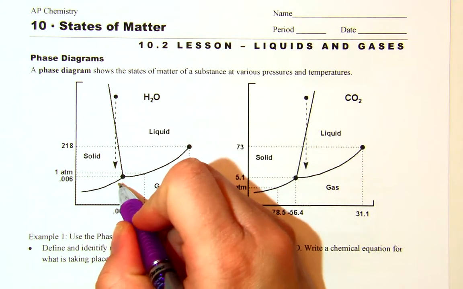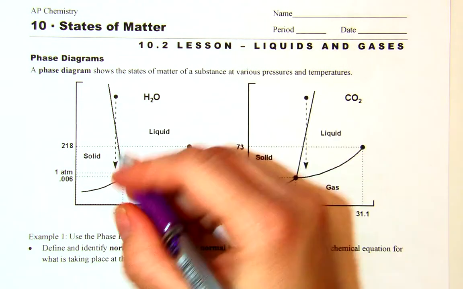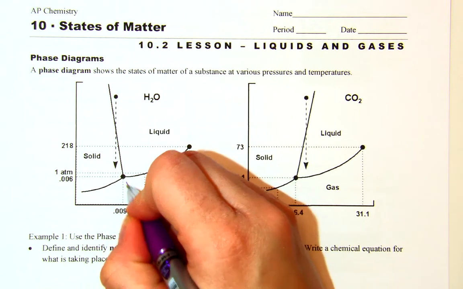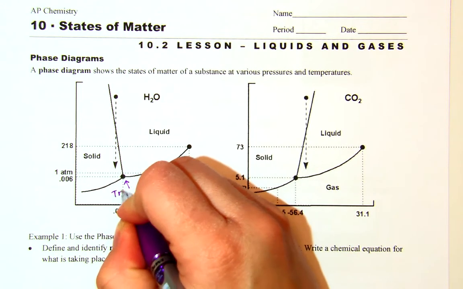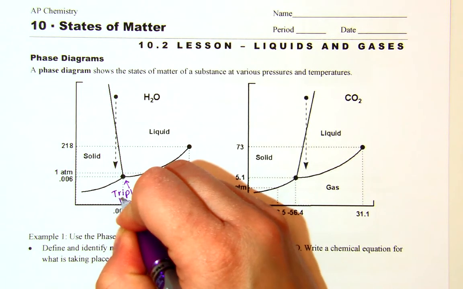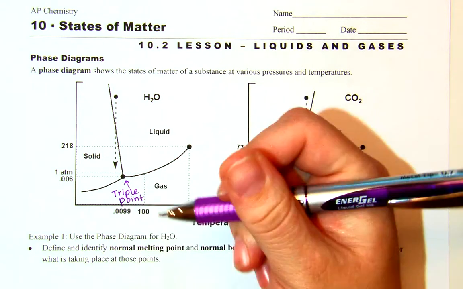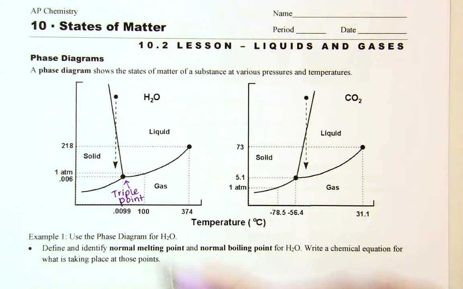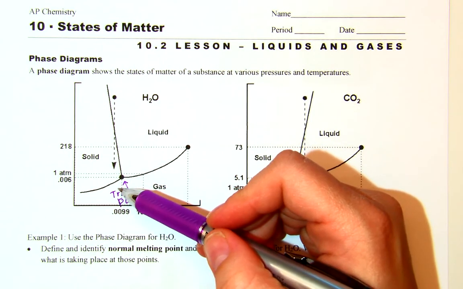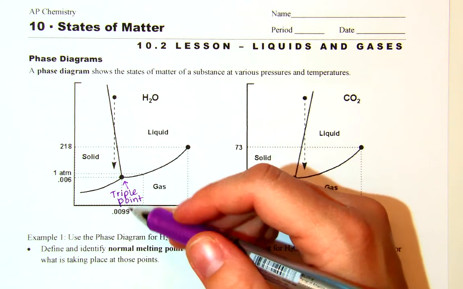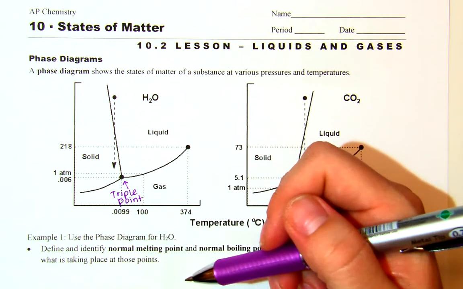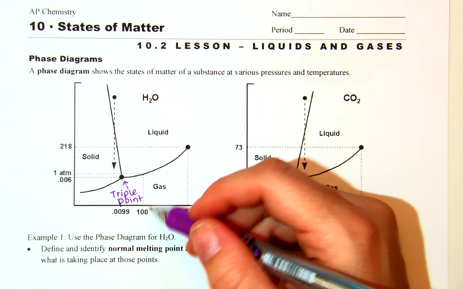So right here, in the very, very center, this dot, this is called the triple point. So triple, we're obviously referring to 3, so this is the point where all three phases coexist at the same time. So solid, liquid, and gas are all in equilibrium.